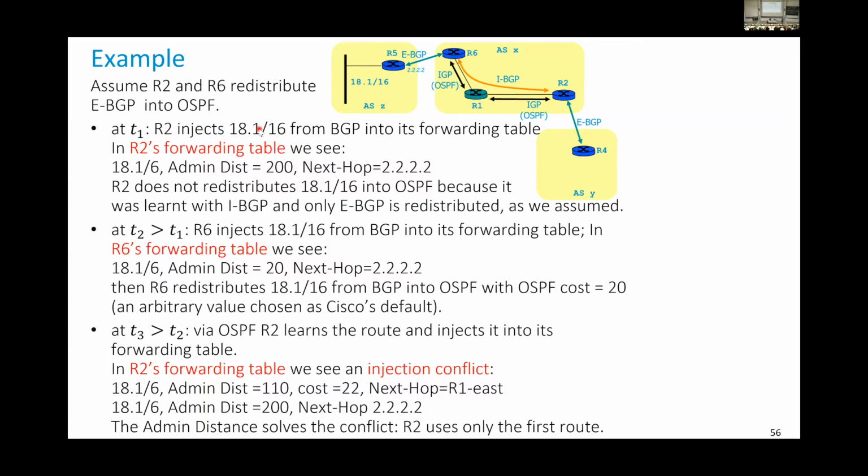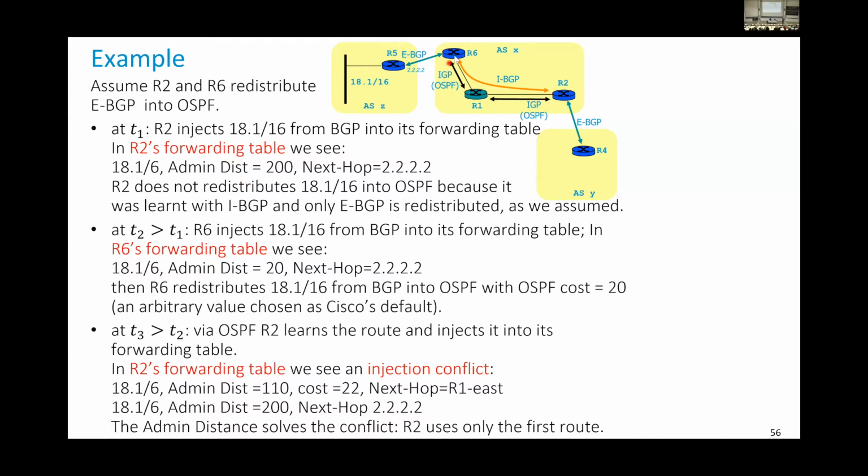Assume at T1, R2, which is here, injects into its forwarding table the information it has learned about this prefix 18.1. So it will write destination, next hop 222, and then an administrative distance that says essentially by which means did R2 learn about this route. Here the means it is Ibgp. Ibgp has the least priority because this is second-hand information.